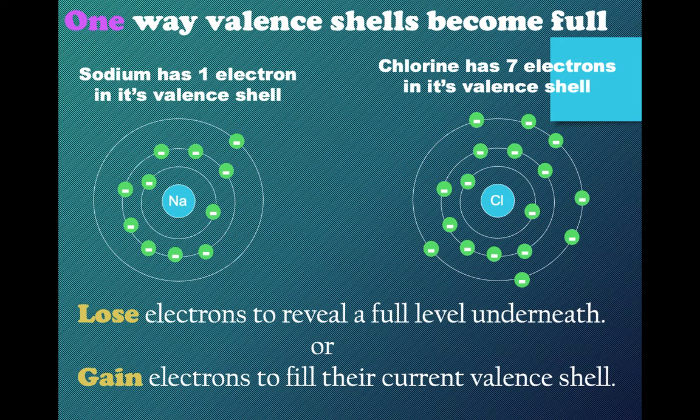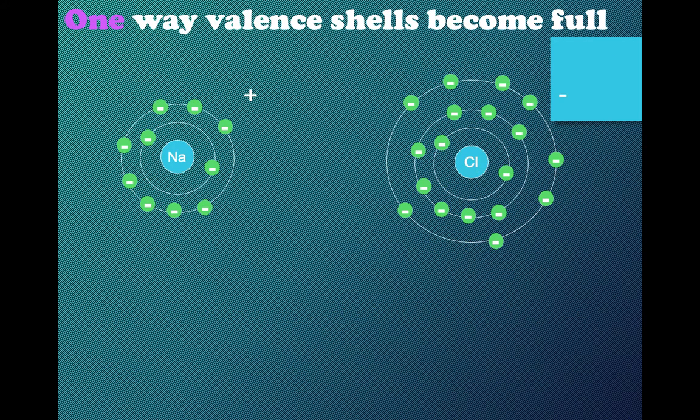So these are the only things that atoms can do, lose and gain, to fill their outer orbital. And in this case, that's exactly what happens. So sodium will lose its electron to become full. Chlorine gains that electron, it becomes full.